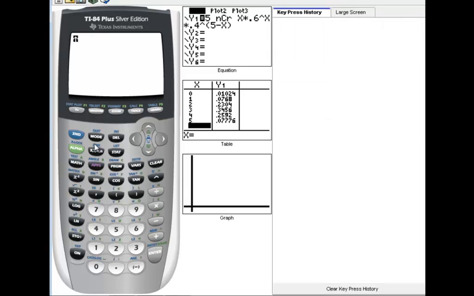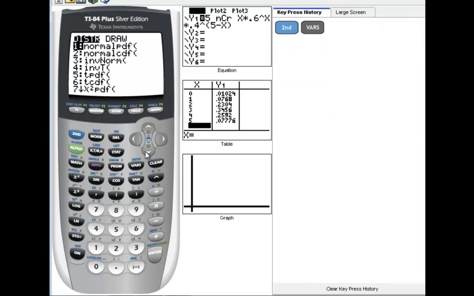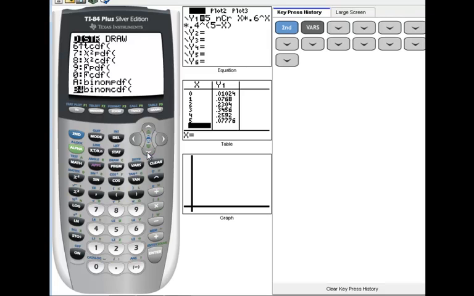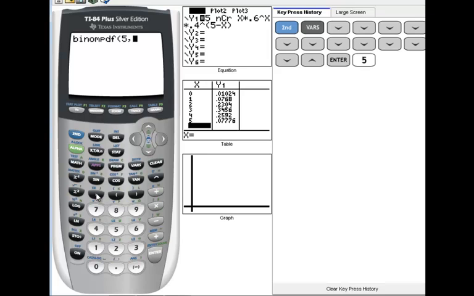There's one last way that you could have worked this out on the calculator. You could have hit second distribution and scrolled down till you see binomial PDF. That's right here, and hit enter. The steps are to enter your n, which is 5, comma, then your p, which is 0.6, comma, and then the x value you're interested in looking at. If you're interested in the probability that x equals 0, you would type that in.